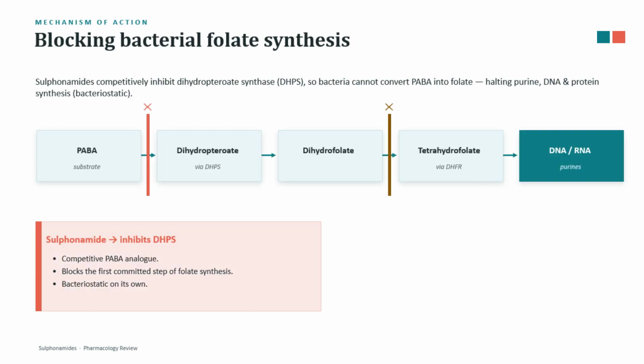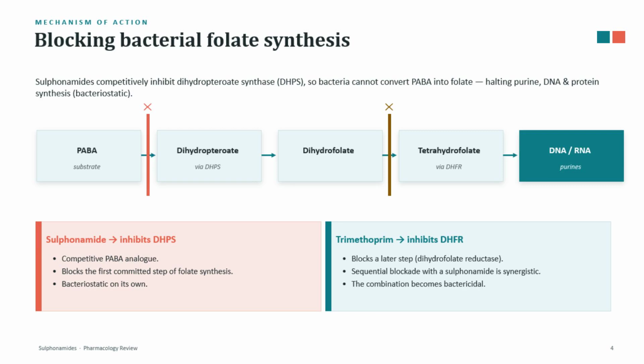So here's how they actually work, and this is the slide I really want you to master. Bacteria build folate in a pathway, and PABA is the starting substrate. The enzyme dihydropteroate synthase, DHPS, normally converts PABA into dihydropteroate. Because a sulfonamide looks just like PABA, it competitively inhibits DHPS. So the bacterium can't make folate. No folate means no purines, no DNA, no proteins, and the bacterium simply stops growing. On its own, that's bacteriostatic.